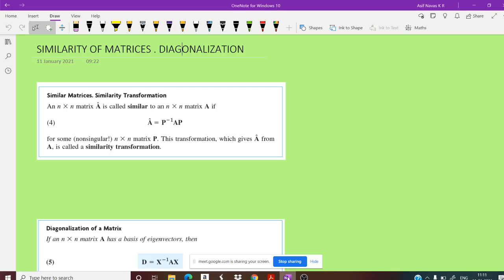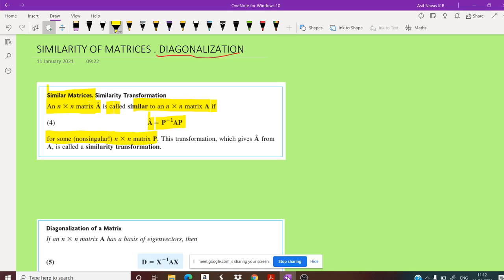So today's topic is similarity of matrices and diagonalization. First I will define what similar matrices are. An n by n matrix A cap is called similar to an n by n matrix A if A cap is equal to P inverse AP for some non-singular n by n matrix P. Then we say that A cap and A are similar.